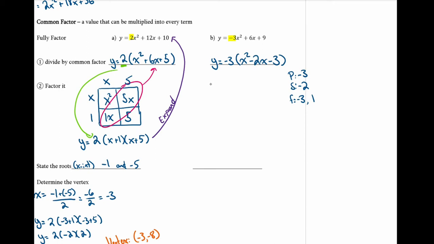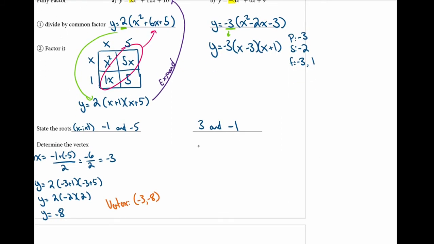That means when I go back to my equation, I get y equals -3, with (x - 3) in one bracket and (x + 1) in the other, which are just my two factors. And that -3 just gets carried down, so we don't lose it. This means that my roots, or x-intercepts, are again the opposite of what we see inside the bracket, which is positive 3 and negative 1.